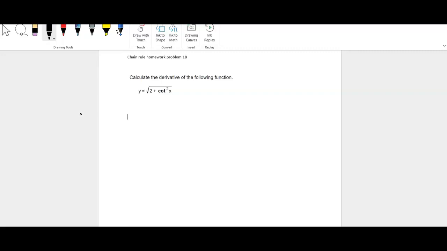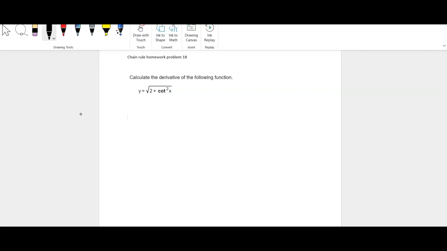We're going to take a look for my students at the chain rule homework, problem 18. We're asked to calculate the derivative of the following function. And when they say calculate the derivative, they mean with respect to the variable. So this means calculate the derivative of y with respect to x.